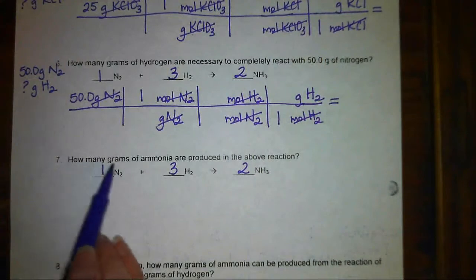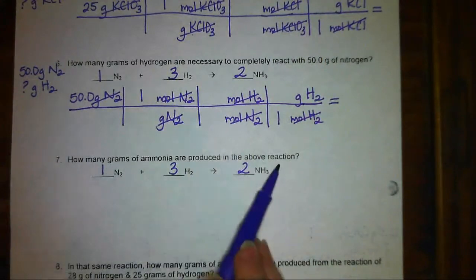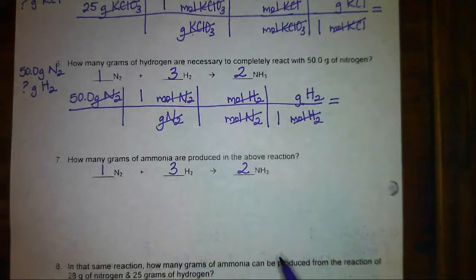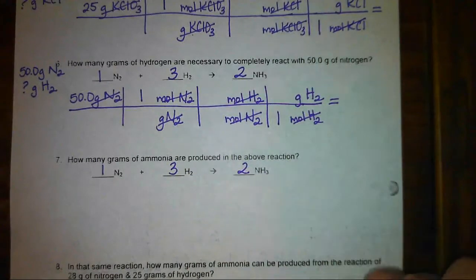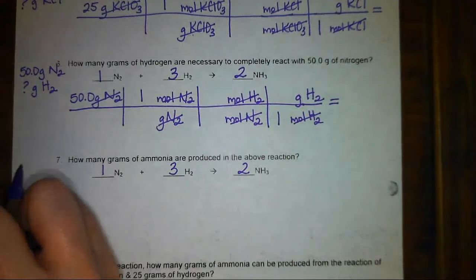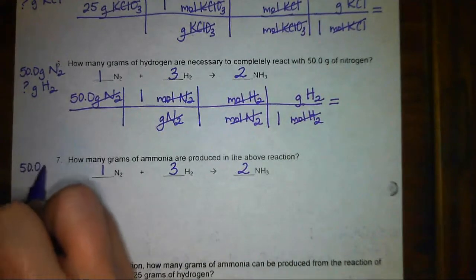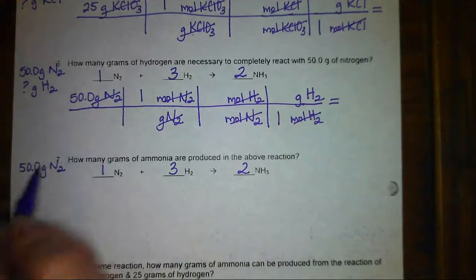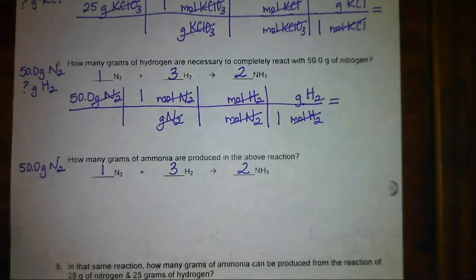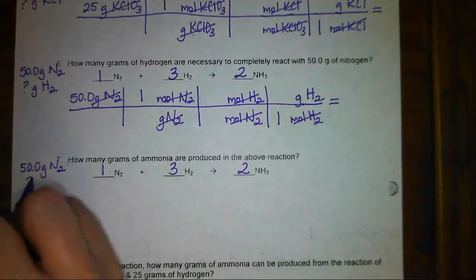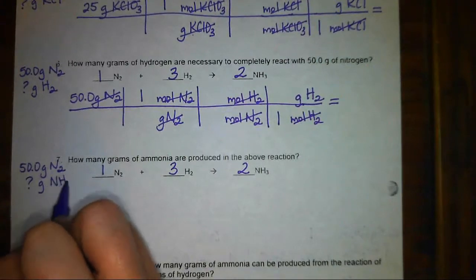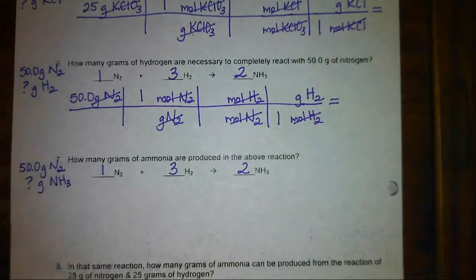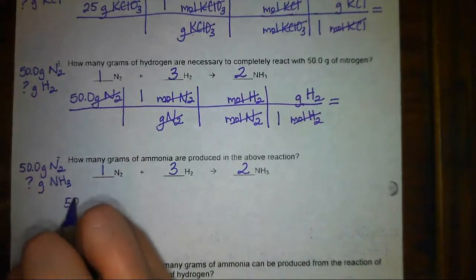Okay, I'll set up one more for you. It says how many grams of ammonia are produced in the above reaction. So if I still start off with the same amount of nitrogen, it's now asking me how many grams of ammonia I can produce. So I'm starting with the same information. Instead of calculating grams of hydrogen this time that are needed, I want to know grams of ammonia that are produced. This setup's going to be very, very similar here. You're going to start to see a pattern.